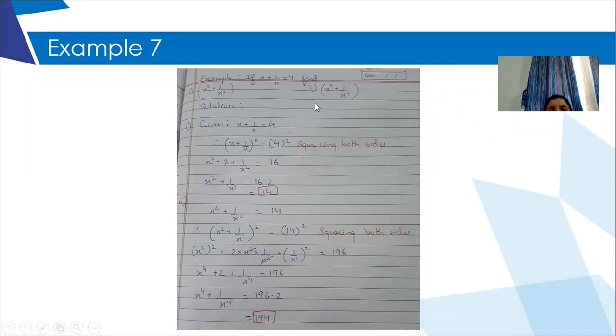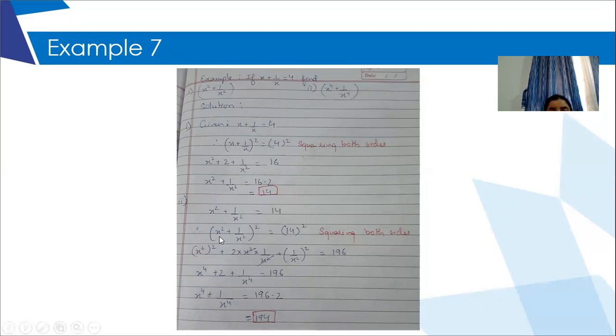In the next part, they are asking me an even higher power, x raised to the power 4. So now I have got the value of x square plus 1 by x square from the first part. I will now square this again. So I'm going to square this equation again. The squaring will happen the same way. You will put the complete left hand side expression inside a bracket, put a square outside, complete right side inside a bracket, put a square outside. Again the identity will be applied.